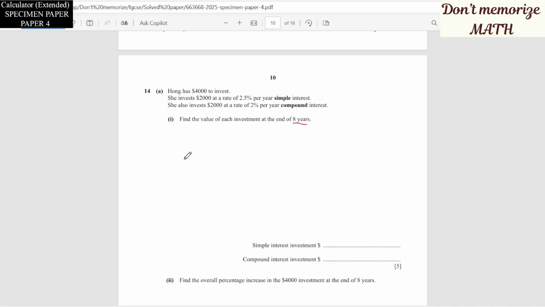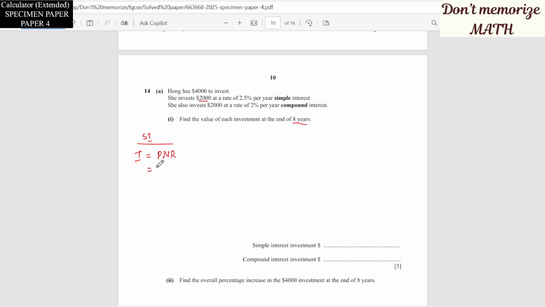Okay, let's find out. So first they have given, we have simple interest. So first find out the simple interest value after 8 years. So total amount. Okay, so you have to find out the total value. So simple interest, we can find the interest by using the formula PNR. Okay, so what is P? P is the principal amount.